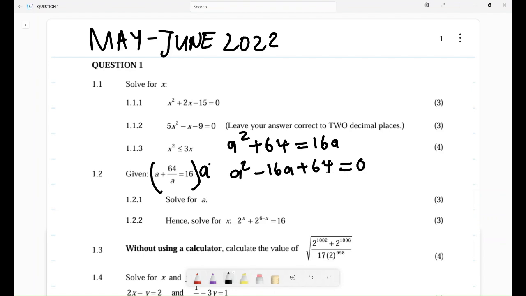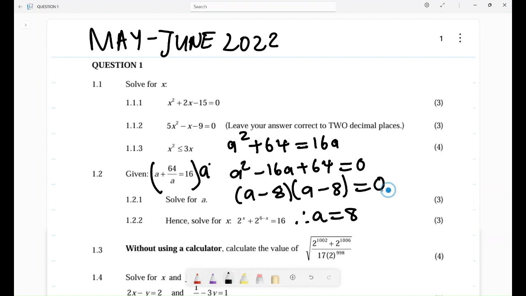Then the factors of 64 that, when I add them, give me 16 are going to be 8 and 8, right? But remember, this is (a minus 8) squared, or (a minus 8) times (a minus 8), which is equal to 0. Therefore, the value of a is equal to 8. This is how you are supposed to solve for a.